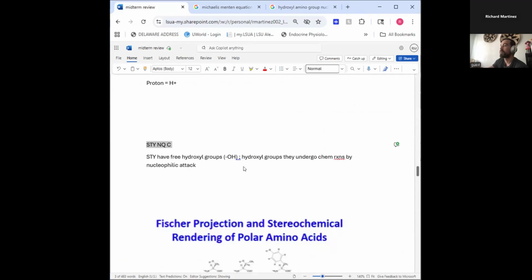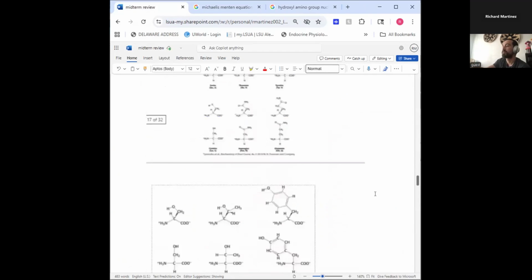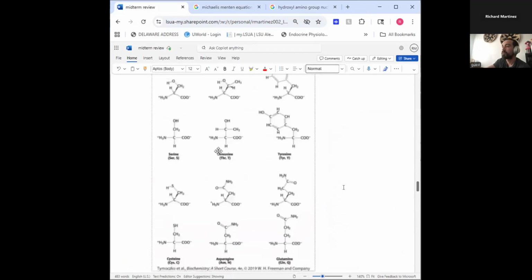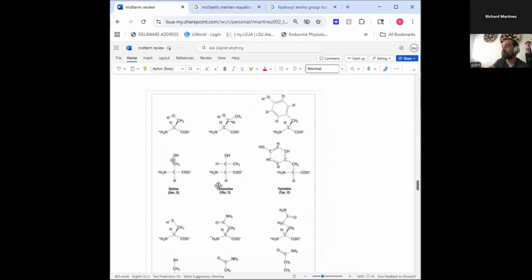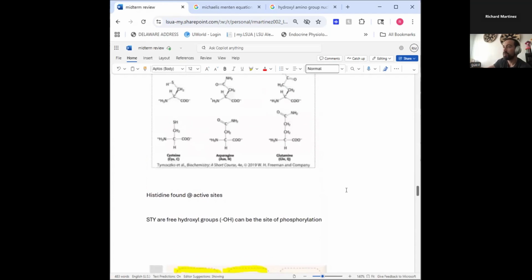So as long as we know that that hydroxyl group, this is the OH group that's going to be in STY right here. The picture's not blurry. Here you go. Alcohol group, alcohol group, alcohol group right here. Serine, threonine, tyrosine. Also remember SER, THR, TYR, Y. Remember tyrosine, TY, threonine is the only one that should be T. Serine, S. Okay. We also have cysteine.